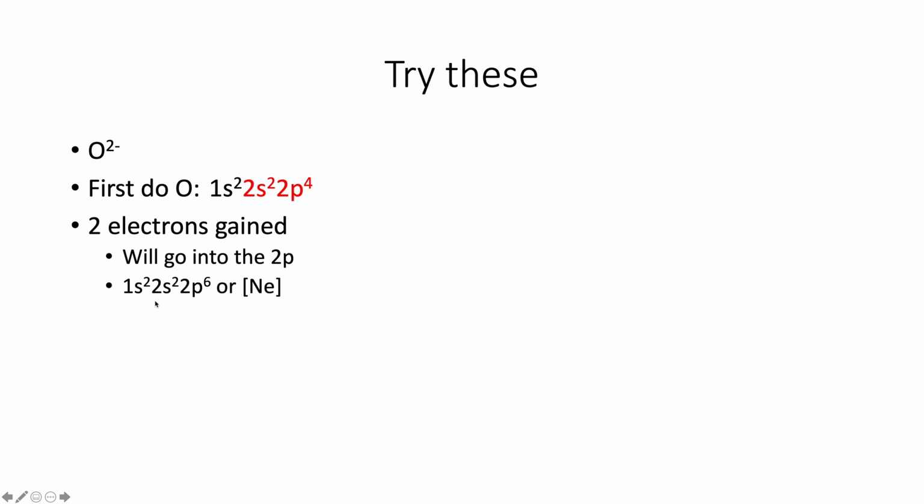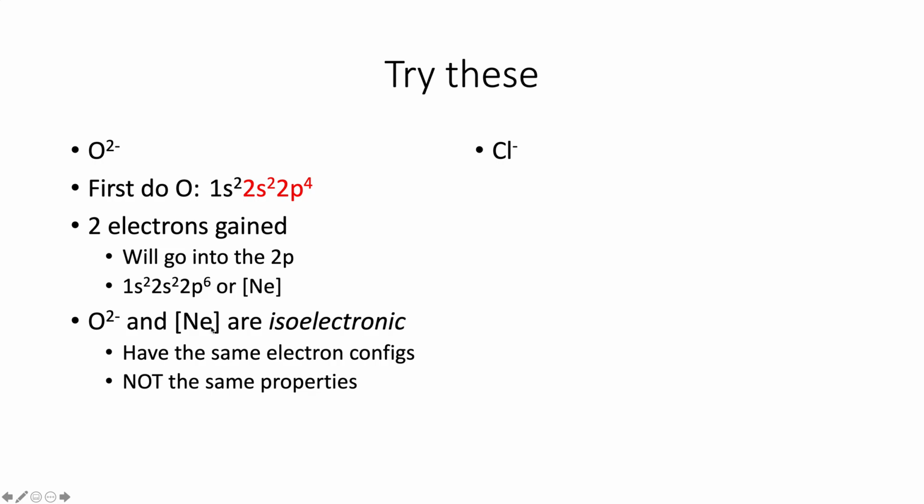So this is called the oxide ion. We'll get to nomenclature later. But this means O2- and neon are isoelectronic. Isoelectronic means it has the same electron configurations. It does not have the same properties though. Why? Think about that for a second. Why are they not the same even though they have the same electron configurations? That's right, this has an oxygen nucleus and neon has a neon nucleus. So oxygen has 8 protons and neon, of course, has 10 protons. So they're not going to have the same properties.